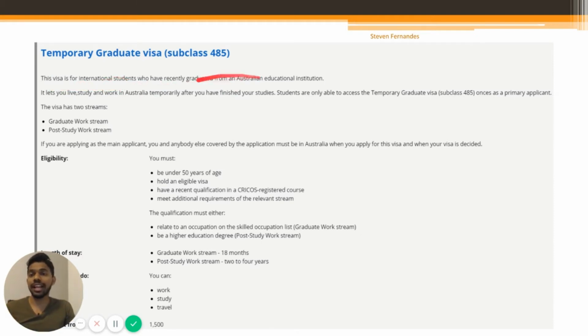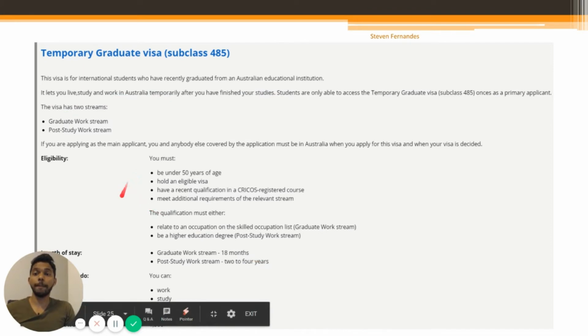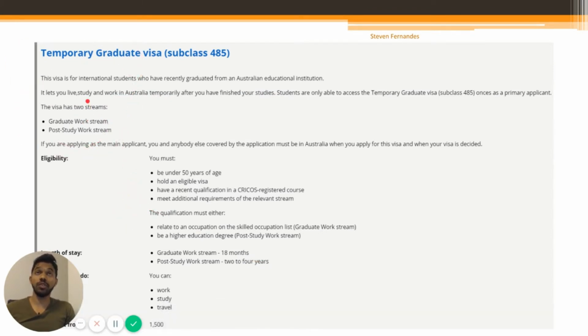This visa is for international students who have recently graduated from an Australian education institution. It lets you live, study, and work in Australia temporarily after you have finished your studies. Okay, so after you've done your studies, you can work. After you've applied for the previous visa, you can apply for this visa as of now. And this has two streams. One is the graduate work stream, and one is the post-study work stream.